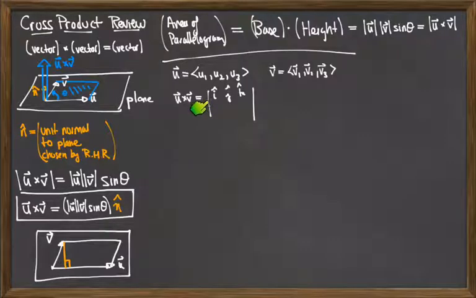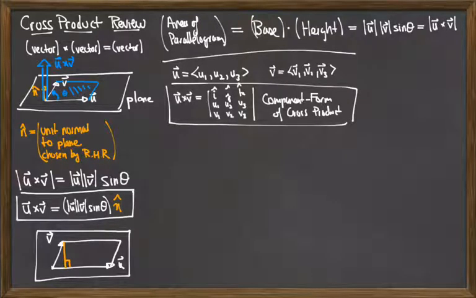I'm going to take the determinant of a 3 by 3 array. The first row will be the basic vectors I, J, and K. I'll put my U vector components along the second row, U1, U2, and U3, and then V1, V2, and V3 will go along the third row. And this is a determinant here. You do a big expansion, and as you do that, you'll get the components of the cross product U cross V. So this is the component form of the cross product.